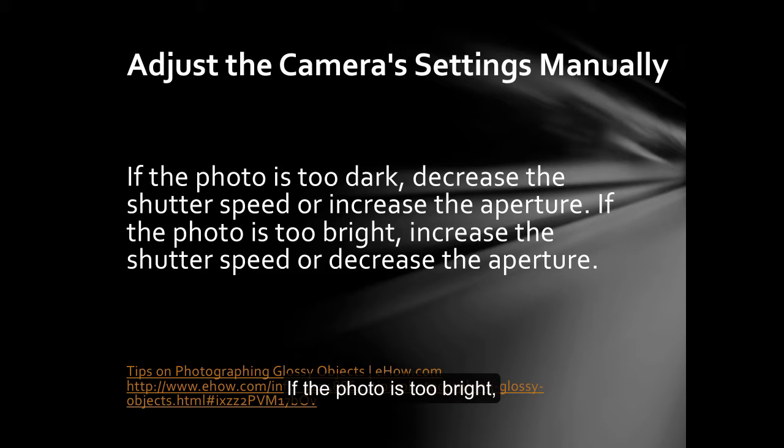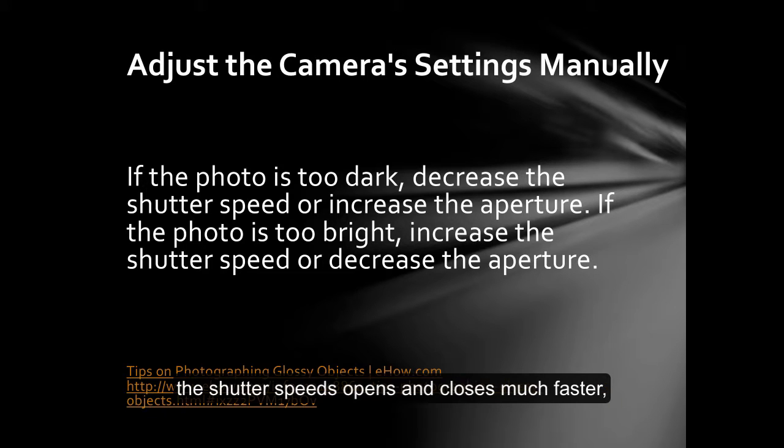If the photo is too bright, then you need to increase the shutter speed so that the photo snaps quicker. The shutter opens and closes much faster, letting less light in, or decrease the aperture so that the aperture opening is smaller, again, letting less light in. So understand what you have to do if the photo is too dark or too bright.